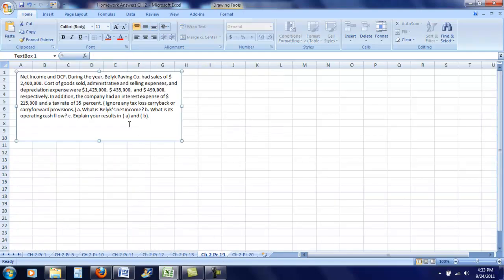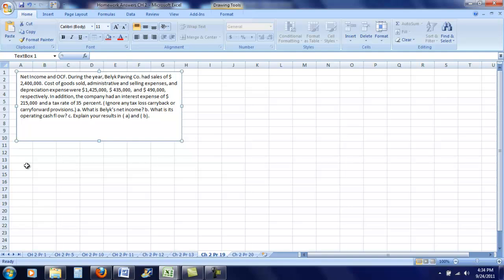Now moving on to problem 19 in the homework. Net income and operating cash flow. During the year, Balke Paving had sales of $2,400,000. Cost of goods sold and administrative and selling expenses and depreciation were respectively $1.425 million, $435,000, and $490,000. In addition, the company had interest expense of $215,000 and a tax rate of 35%. Ignoring any tax loss carryback or carryforward, what is their net income? What is their operating cash flow?